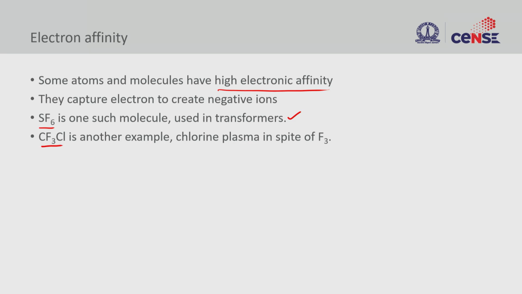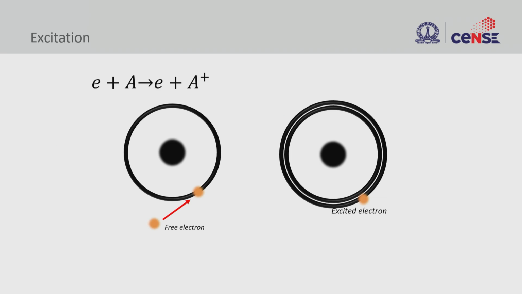Another one is CF3Cl, another gas which has very high electronegativity. By taking an electron, the plasma can generate fluorine here, which is also very important for the generation of reactive species. So the next thing is excitation.